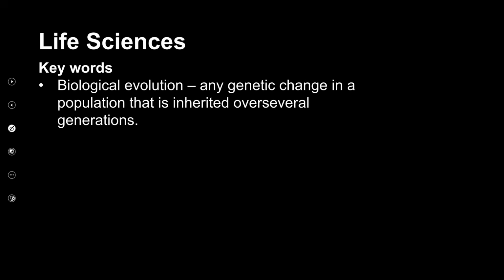First of all, we're going to have a look at what we call biological evolution, because we are talking about living organisms. Biological evolution is where we see genetic changes that take place in a population, and those are then inherited over several generations, and eventually become changes that become fixed in a population.